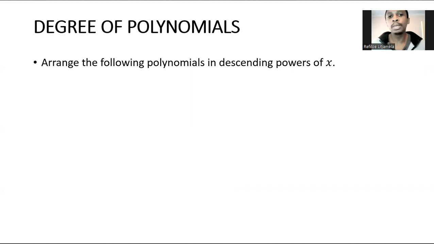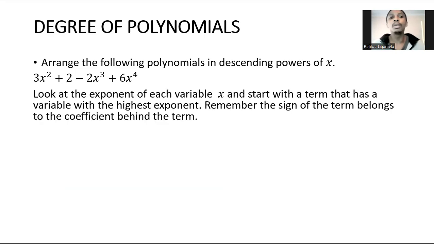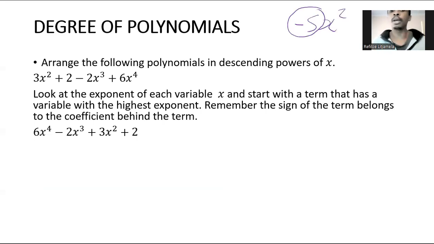Arrange the following polynomials in descending powers of x. Please note that when they ask you to arrange this in descending powers of x, you need to look at the variable x that has the highest degree and the second highest degree, and so on. So you look at the exponent of each variable x and start with the term that has the highest exponent. Remember, the sign of the term belongs to the coefficient behind it. So if I have, let's say, negative 5x squared, the negative belongs to 5, which is the coefficient behind it. Just remember that.